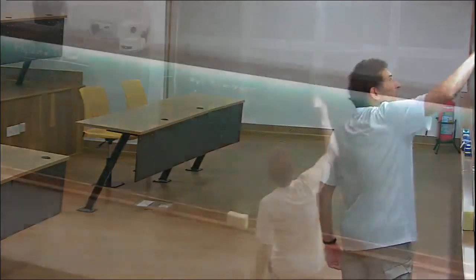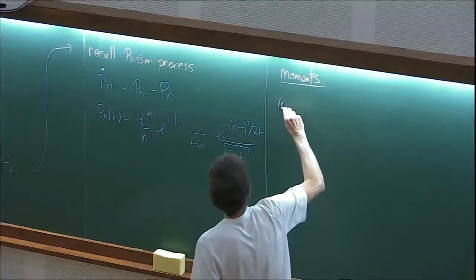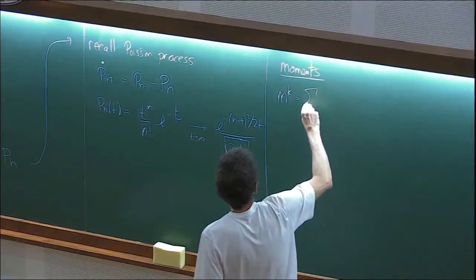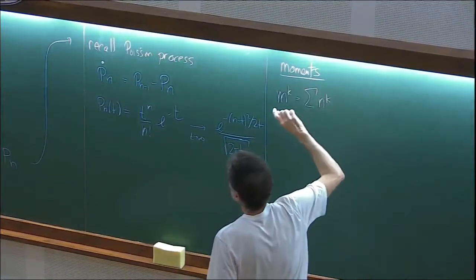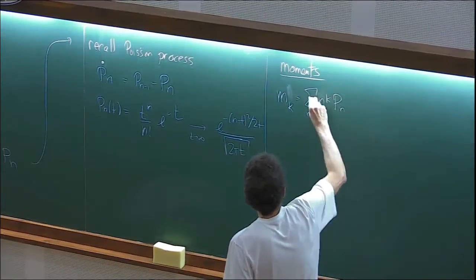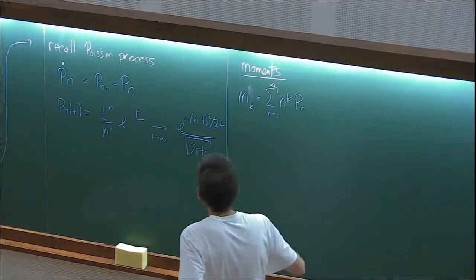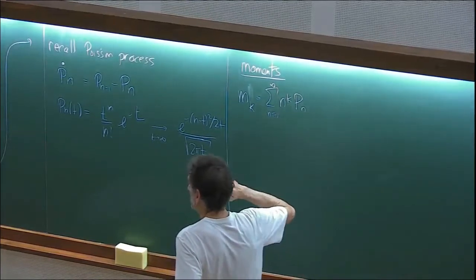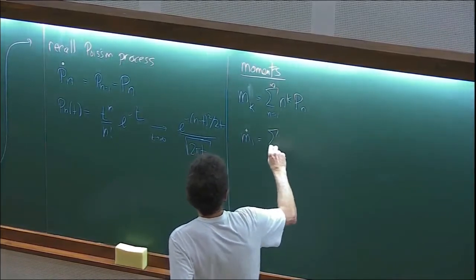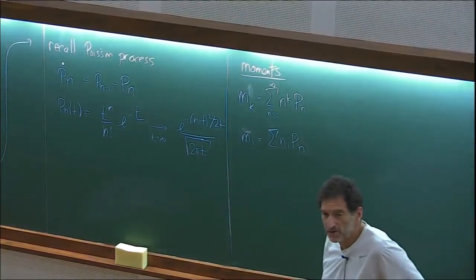So let's look at moments. Let me define the kth moment, M_k, as the summation of n^k p_n, n equals 1 to infinity. So that's the kth moment of the distribution. So let's now look at the moments one by one. The first natural moment is the first moment, M_1, which is nothing more than the summation of n p_n. So let's ask how this evolves with time.